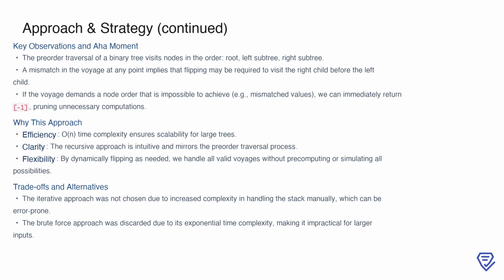The chosen approach works because it is efficient, with O(n) time complexity ensuring scalability for large trees. It is also clear and intuitive, as the recursive structure naturally mirrors the traversal process. Additionally, the ability to dynamically flip nodes as needed makes it flexible for handling any valid voyage. While iterative traversal could save recursion overhead, the added complexity of managing the stack manually makes it less appealing. Similarly, the brute force approach, with its exponential time complexity, is impractical for large inputs. By focusing on efficiency and clarity, the greedy traversal proves to be the most effective solution for this problem.